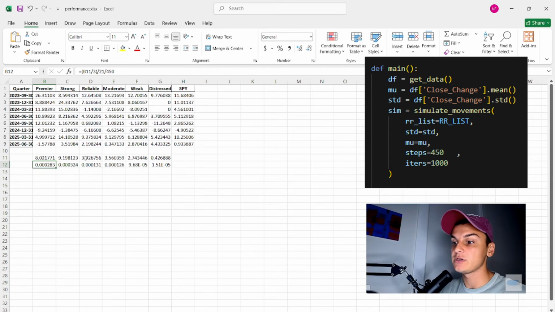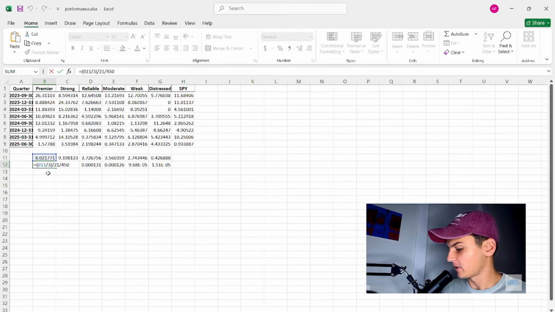So this is 2 years of documented results. So I'm pretty confident that I can put this 0.0002 into my standard drift per minute for the premier stocks. And I almost forgot, I need to divide this by 100 because these are in percentage terms.